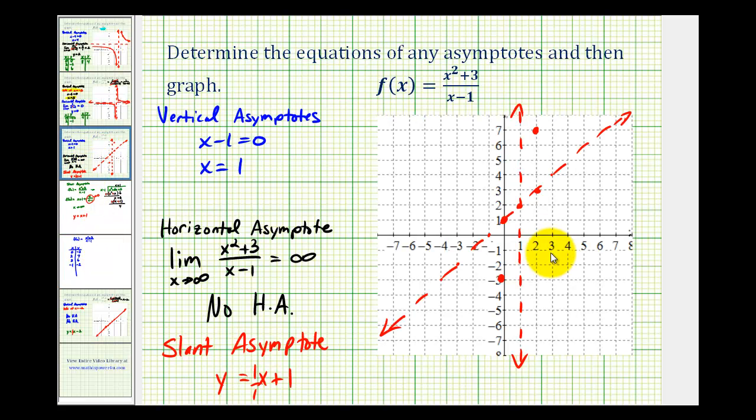So again, we had 3, 6 here, and negative 1, negative 2 is here. And that should be enough information to make a nice graph because again, we know it's going to pass through these points and then approach the vertical and slant asymptote. So it might look something like this for this piece, and this piece might look something like this. So here's a decent graph of our given function and the equations of the vertical and slant asymptotes.